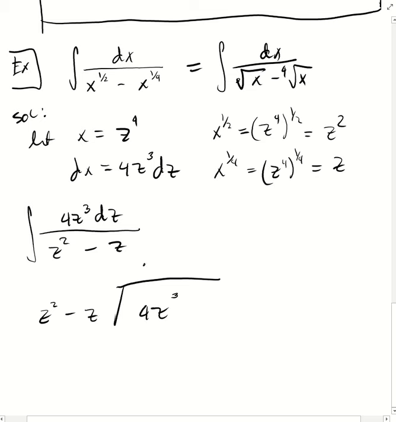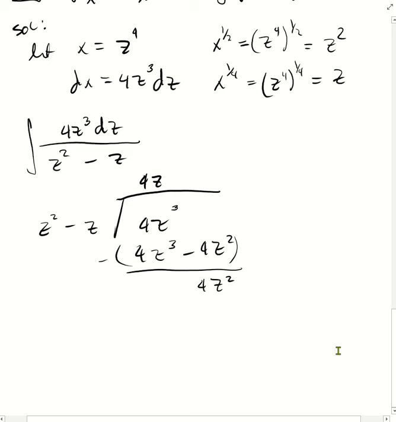Then we multiply by 4 times z, so that it will become 4z cubed. Then you multiply it with z, so minus 4z squared. Then subtract. This will be negative of negative, so 4z squared. Then we can still divide further. We just need to multiply it by 4, so this will be 4z squared minus 4z. Then subtract again. This will be 0, negative, negative, so positive 4z.